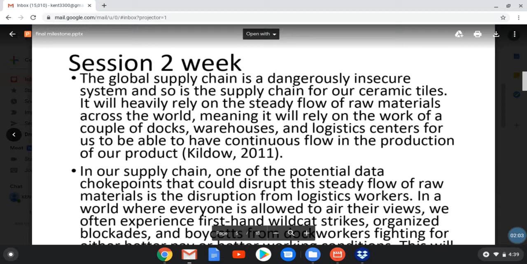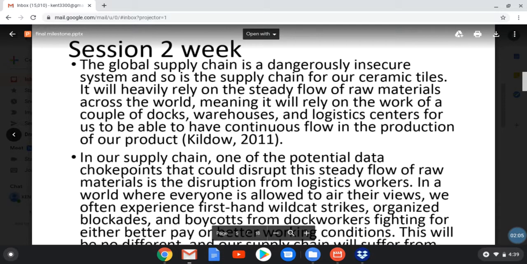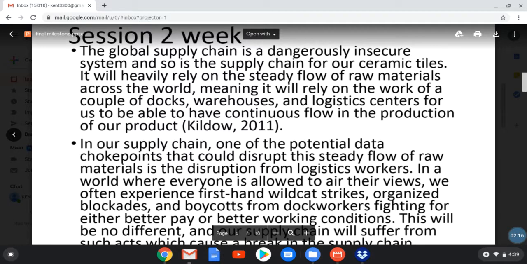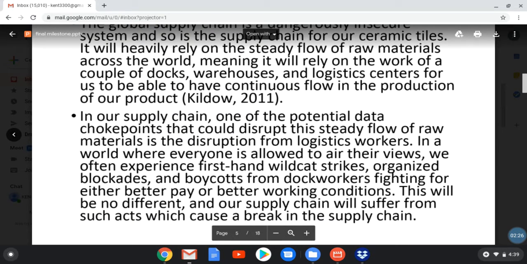Session 2. The global supply chain is a dangerously insecure system, and so is the supply chain for our ceramic tile. It will heavily rely on a steady flow of raw materials across the world, meaning it will rely on the work of docks, warehouses, and logistics centers for us to be able to continuously flow production of our product. In our supply chain, one of the potential choke points that could disrupt the steady flow of raw material is disruption of the logistic workers in the world, where everyone is allowed to air their views.